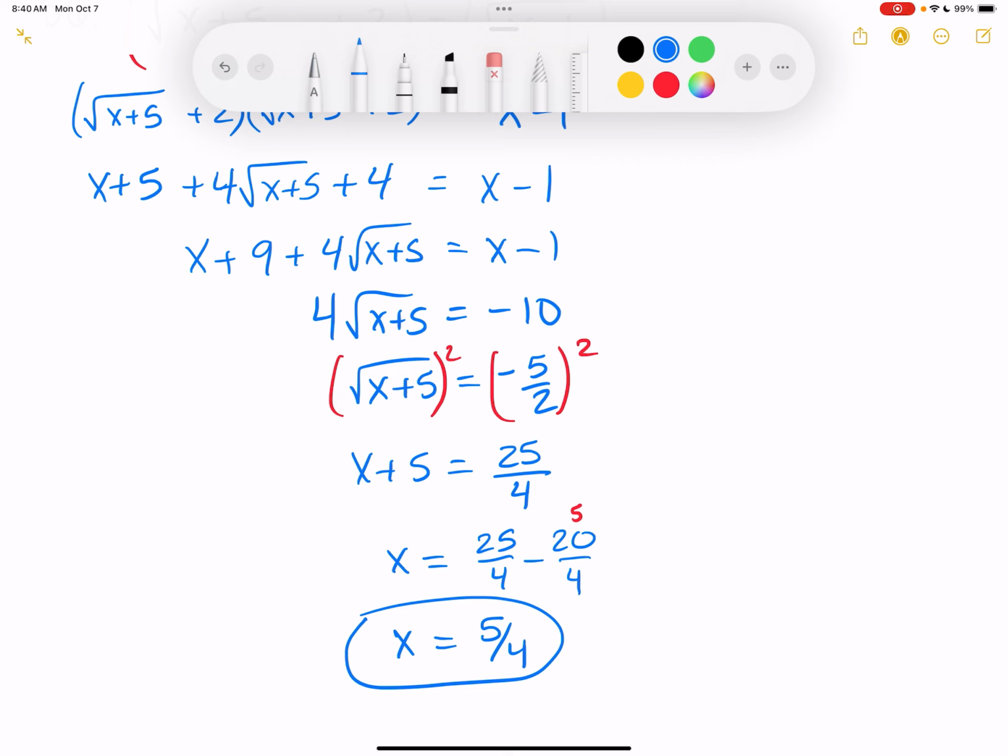So a lot more work on the ones like this, but it's not too bad.